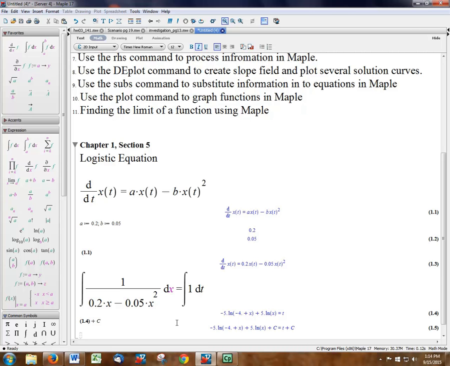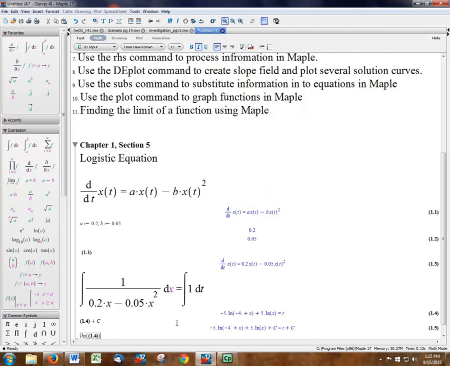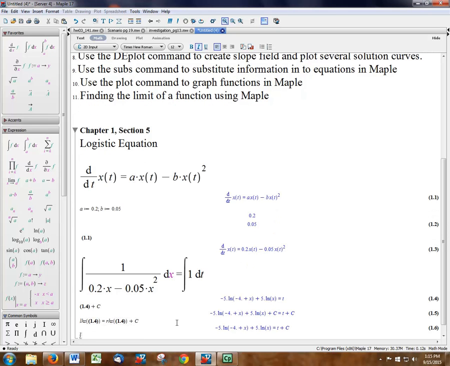Alright, so there's a command called left-hand side and right-hand side. Right now I want the left-hand side of my solution. So I'm going to do lhs, that's left-hand side, Control-L 1.4, and then that's going to give me the left-hand side of my equation, and that has to be equal to the right-hand side, which is rhs, Control-L 1.4, and then I'm going to add a C. There we go. That's much better.